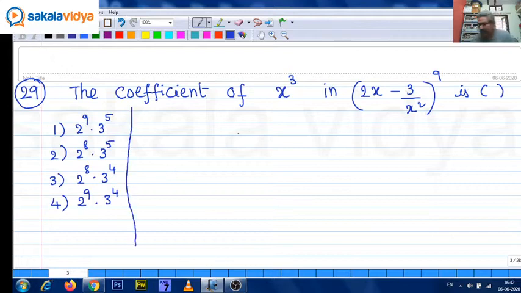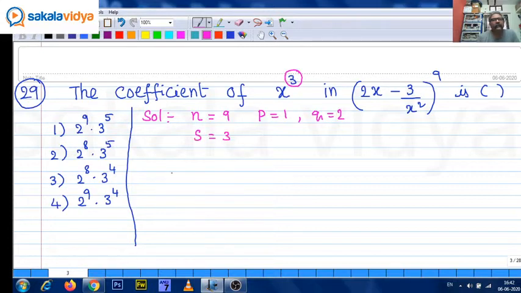So now the coefficient of x cube we need to find out. That means which term of this expansion will be consisting of x cube coefficient. We need to find out the required term. For that purpose we write n value, n equals 9. This x power is known as p, that is 1. Here x power is known as q, that is 2. Here x cube is called k or s, anything you can say. S value is 3.